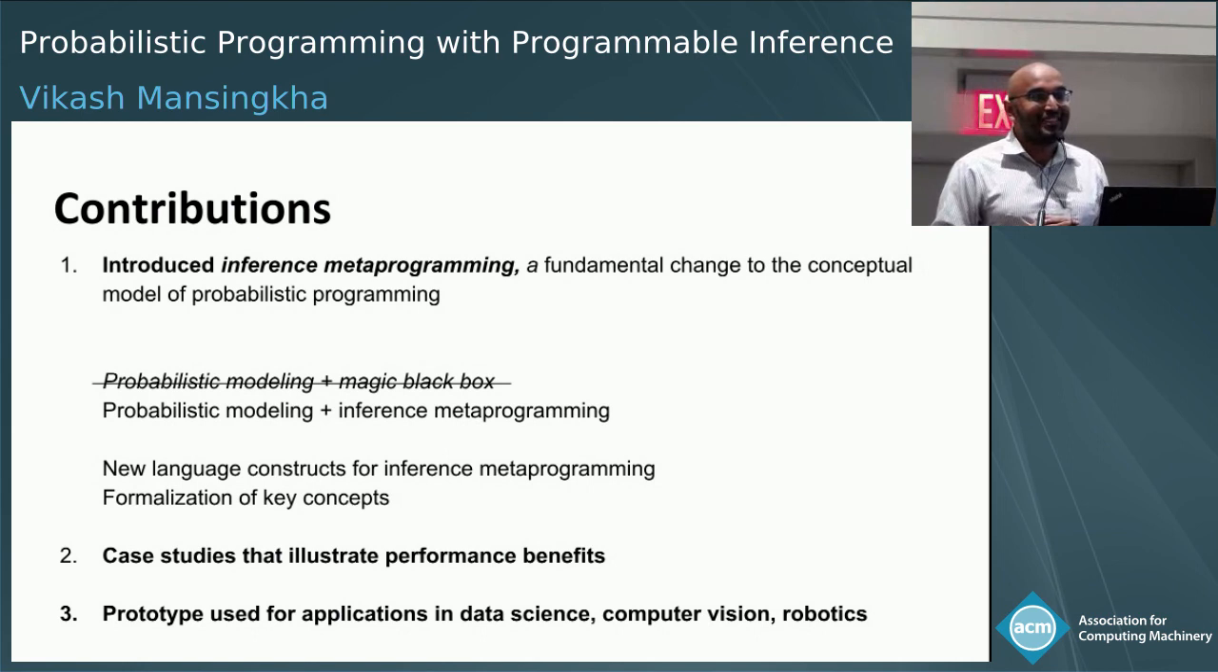Questions? Maybe I'll start us off with a question. Really cool talk. You alluded to this, but I'm curious how your other paper in the session composes with what you just discussed. So does incremental inference work when you're doing this kind of metaprogramming?